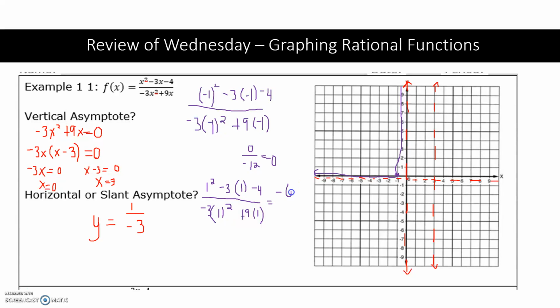So on top I should have negative 6, and then on the bottom I should have positive 6, so then that's going to be about negative 1. So 1, negative 1 is going to be right down here. So then I know my graph is going to look something like this.